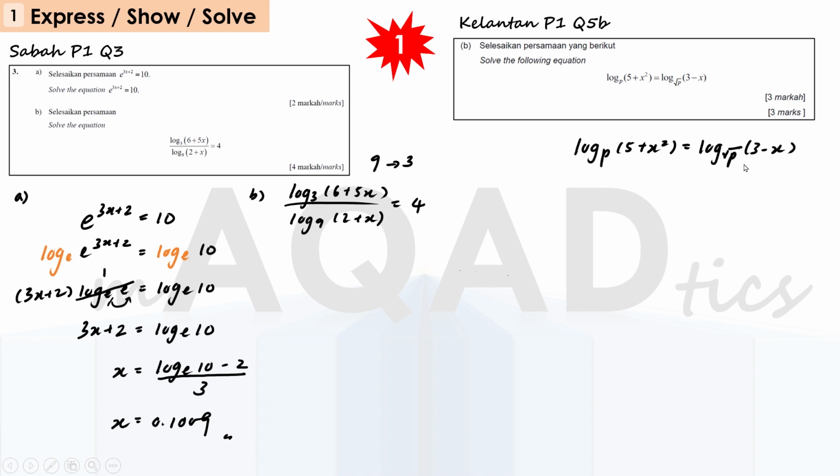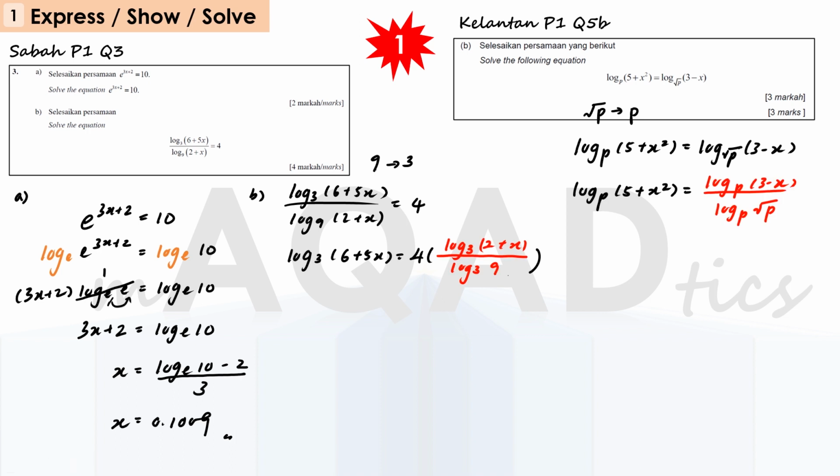And for this one, this is the one I titled just now, the complex space. So if we compare P and square root P, the square root P is more complex, right? So what I will do is change the complex one to the more simplified one, which is P. Okay, so let's use step number 1 to change the base, as you can see here.